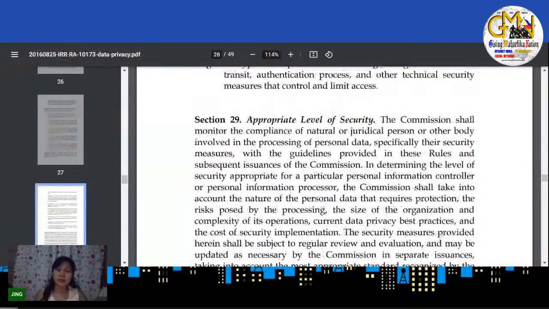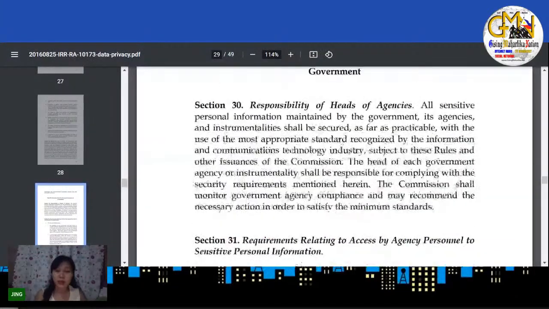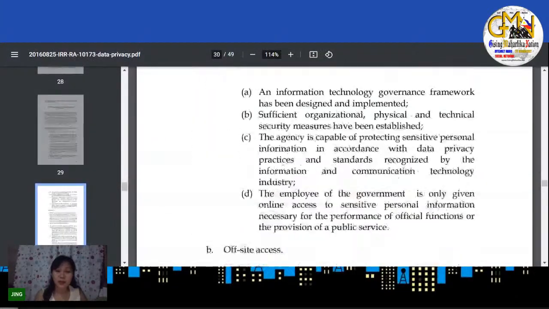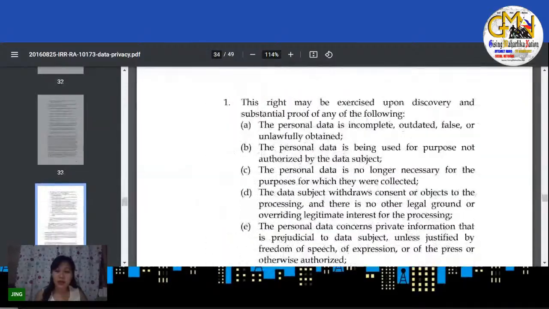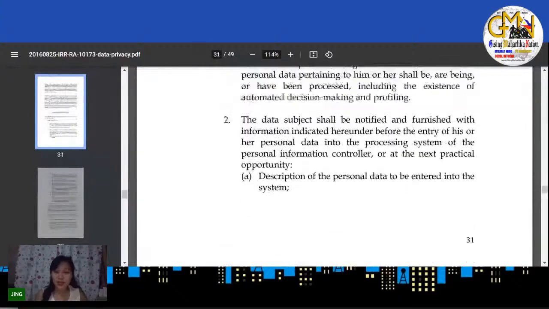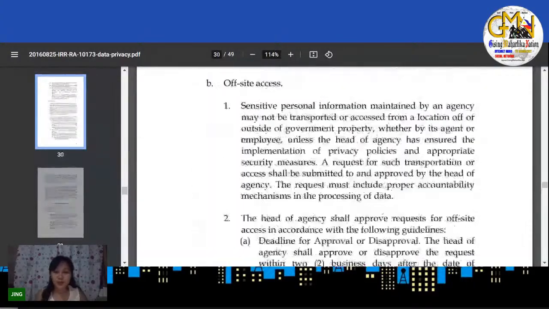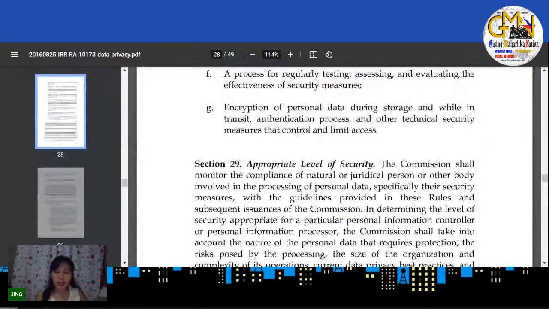Section 29. Appropriate level of security. Section 29. Hold on natin. Mahaba. Mahaba to. Mahaba pa nga to. Okay. Okay, balik tayo sa section. Section 29. Okay.